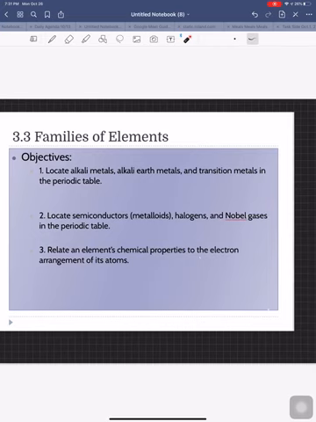So we're just going to do some general description of terms and important visual cues that you'll get from the periodic table and how some things are arranged. In these objectives, we're going to look at alkali metals, alkali earth metals, transition metals. These are all kind of new things. Halogens. We've already talked about semiconductors and metalloids. Noble gases. And then this is what we're leaving out.